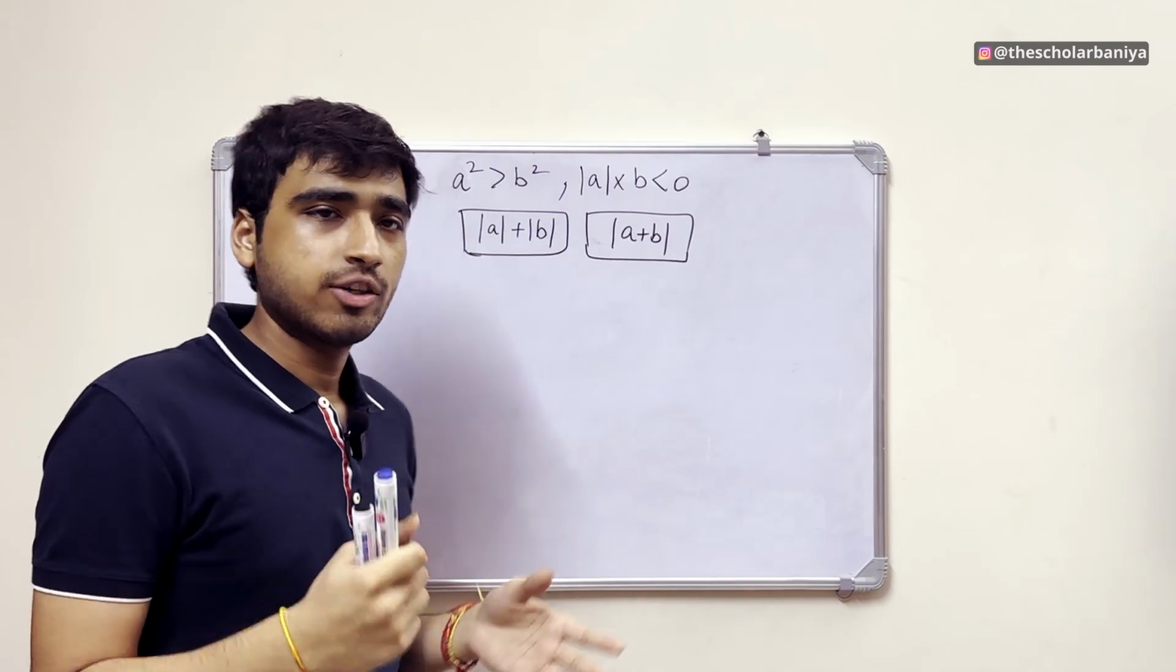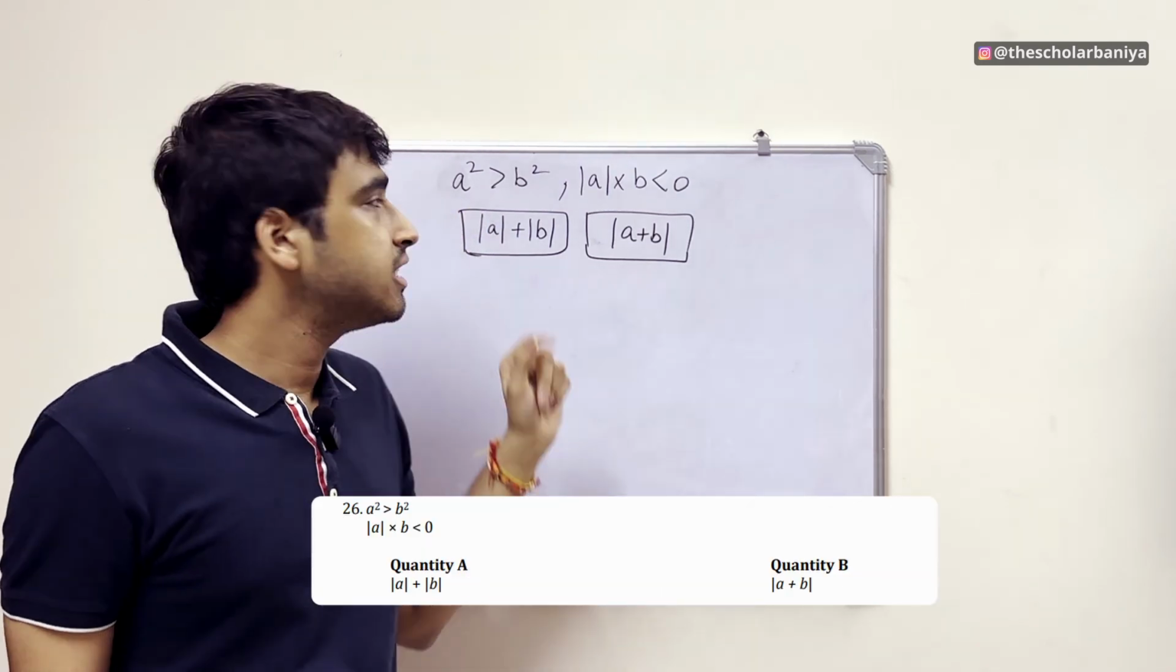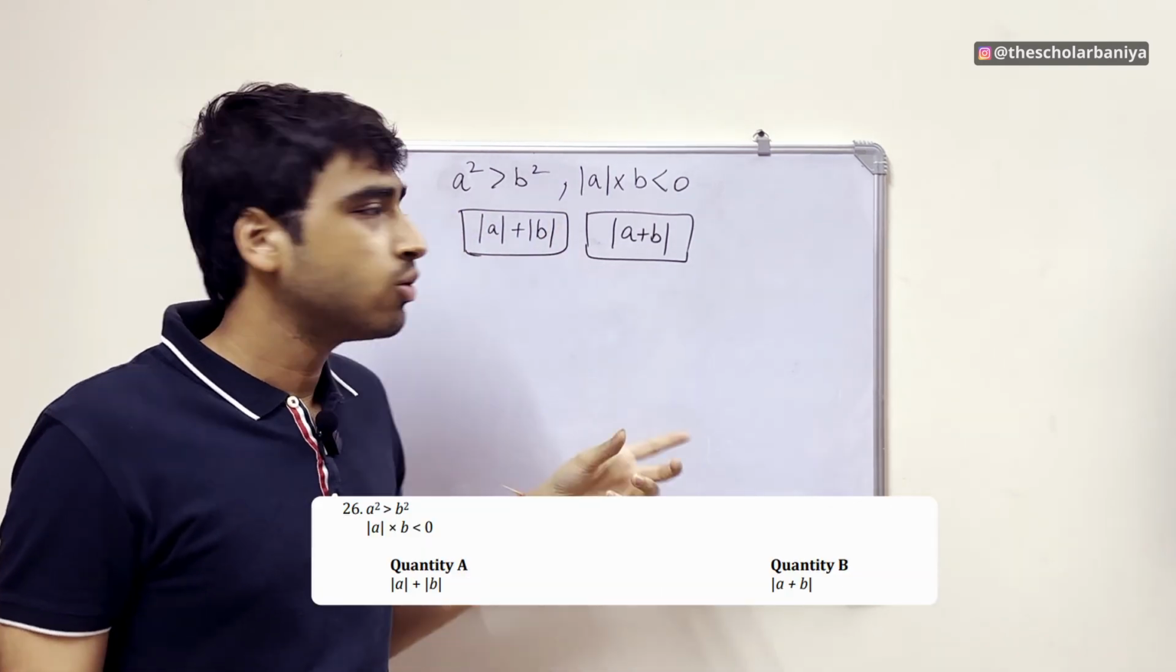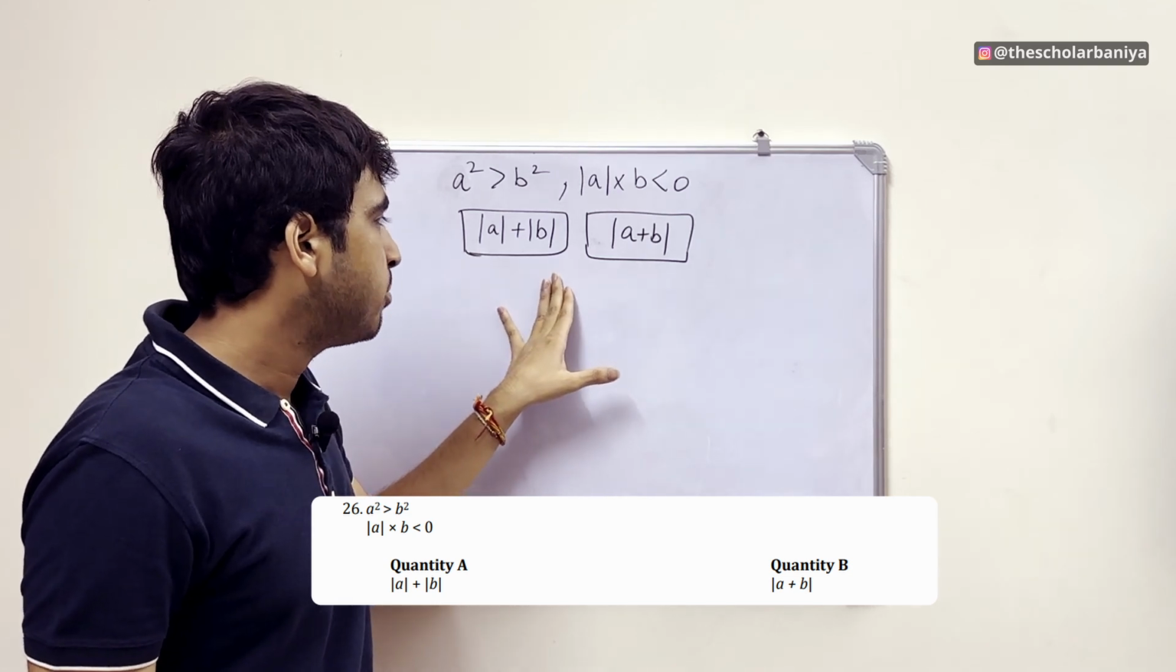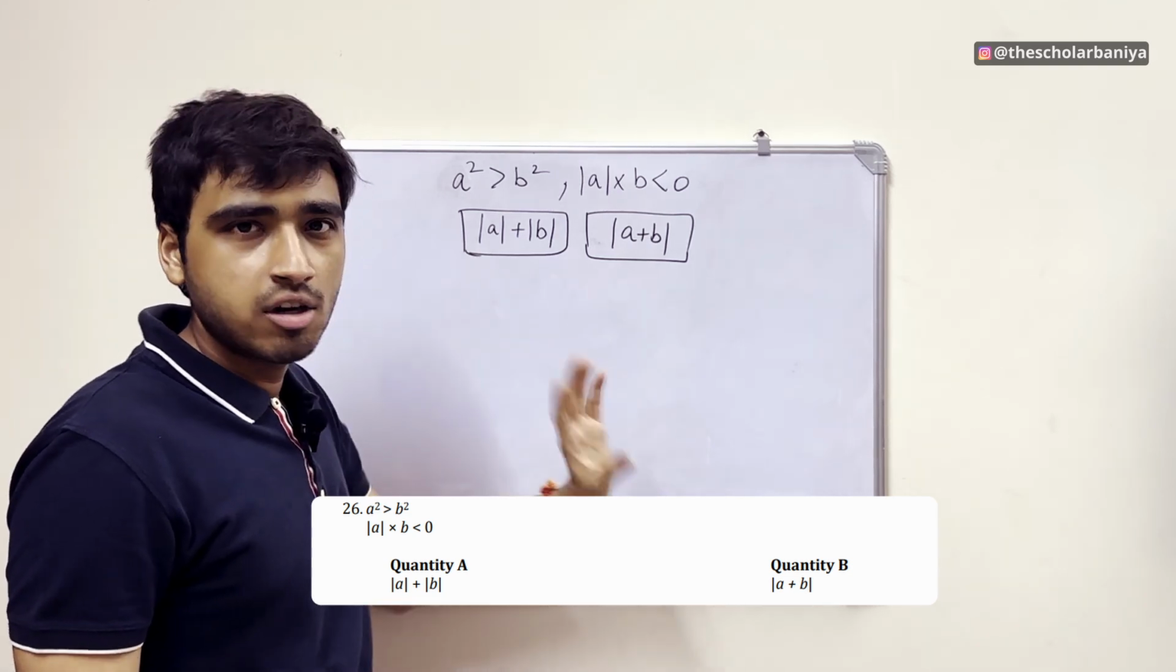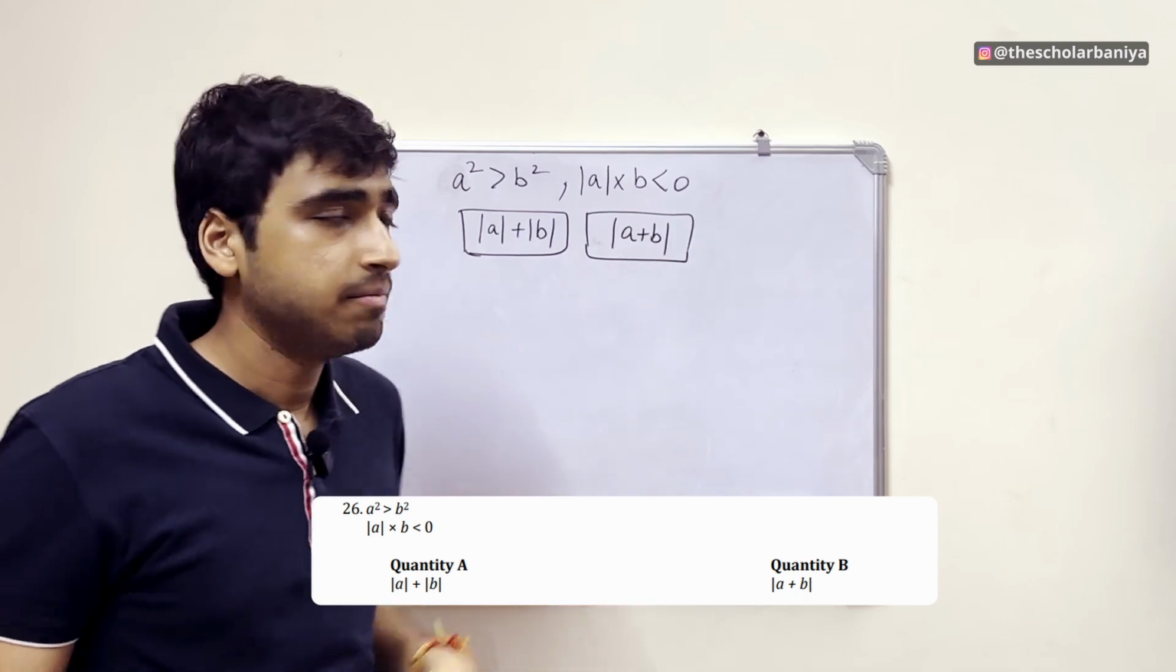So let's move on to the next question. We are given a square is greater than b square and mod a into b is less than 0, and we have to figure out mod a plus mod b is greater, smaller, equal to what? Mod a plus b, right?